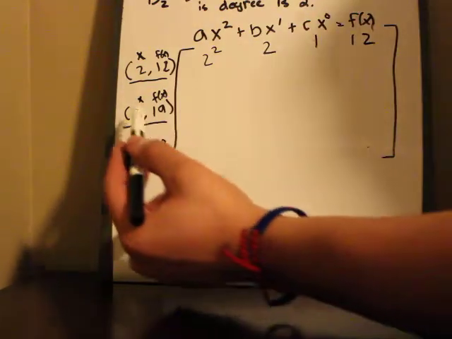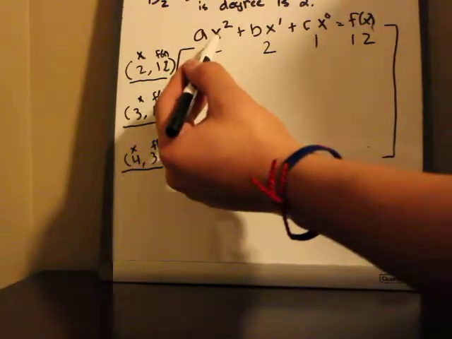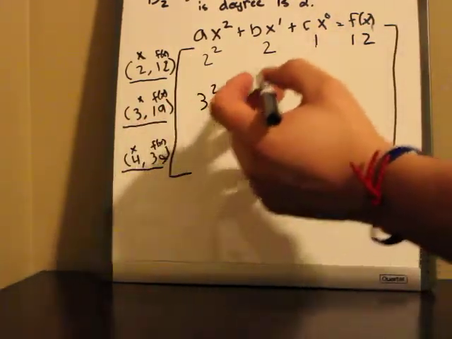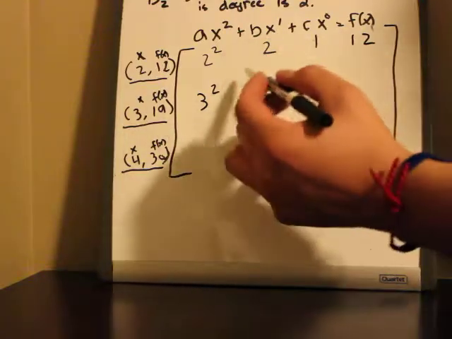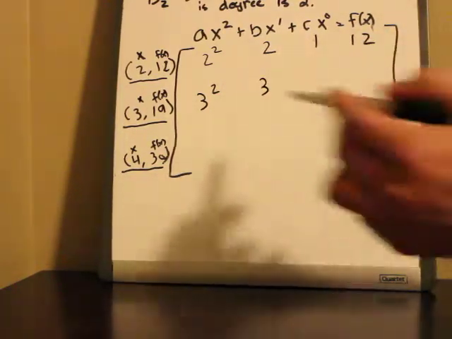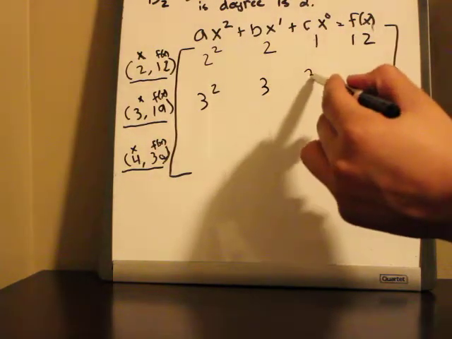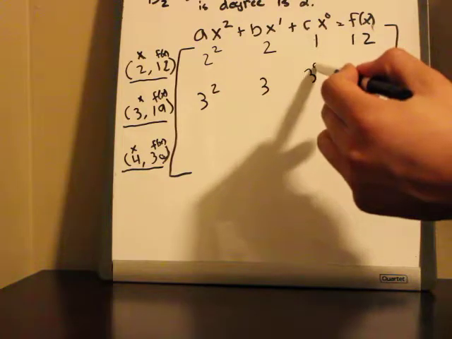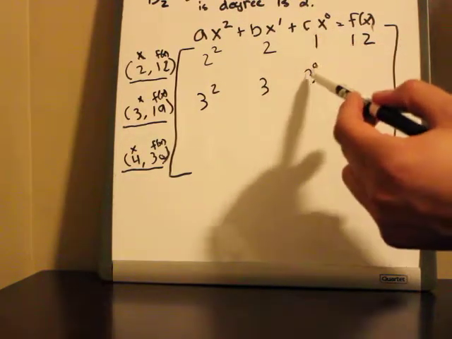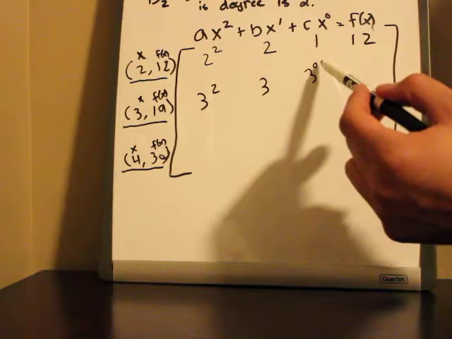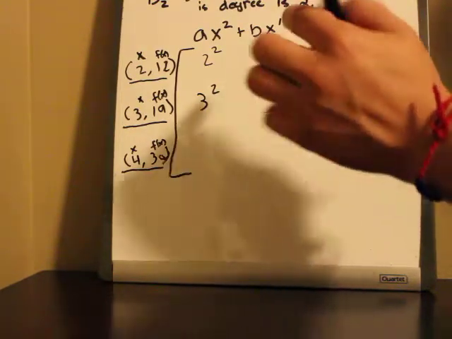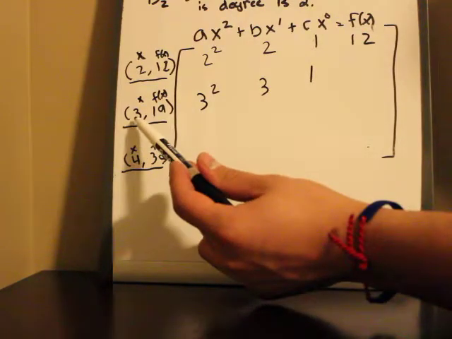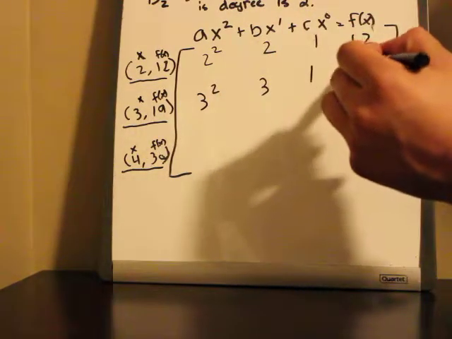Now I'll go ahead and do that with the next point. I plug in 3 for my input, so 3 in for x, so I get 3 squared. Here I put in 3 for my x, well that's 3 to the 1 power, so that's just 3. Here I put in 3 for x, so we have x to the 0, so we plug in 3 here, so we get 3 to the 0 power, but anything raised to the 0 is 1, so 3 to the 0 is just 1. My output, when my input's 3, my output's 19, so my output goes right here.